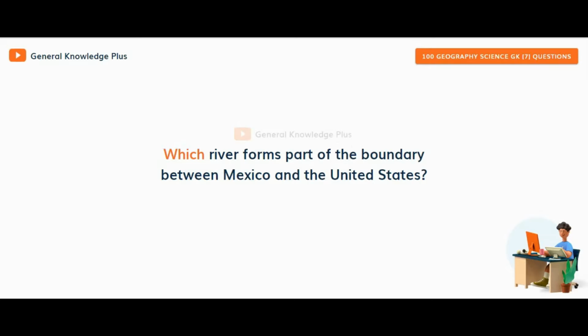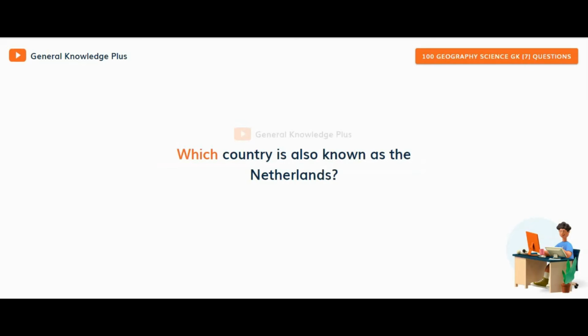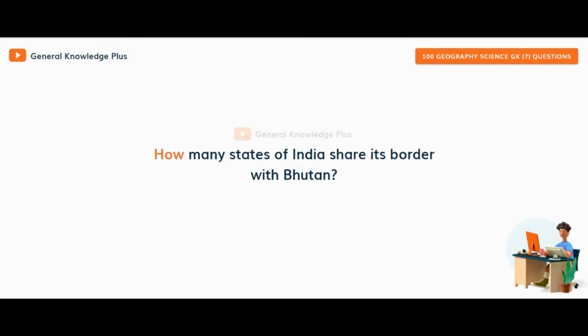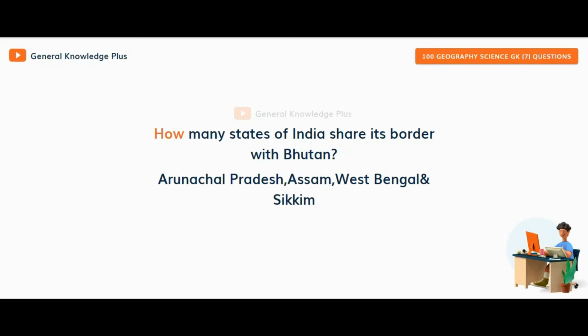Which river forms part of the boundary between Mexico and the United States? Rio Grande. Which country is also known as the Netherlands? Holland. How many states of India share its border with Bhutan? Arunachal Pradesh, Assam, West Bengal, and Sikkim.